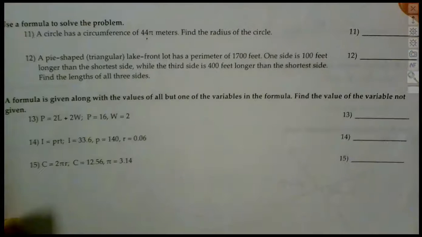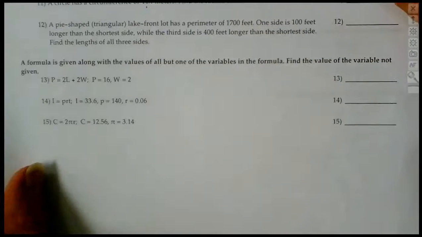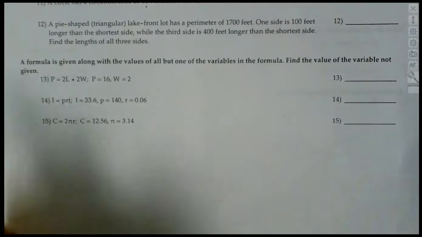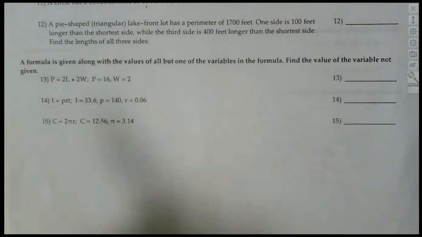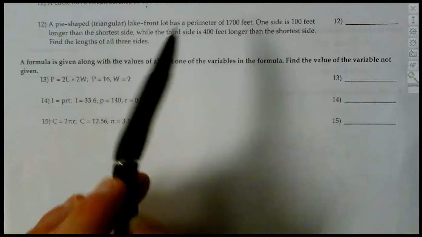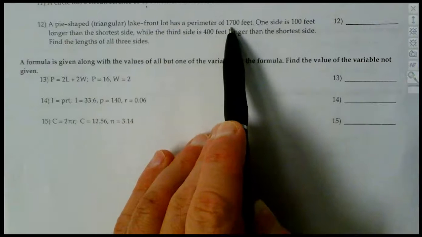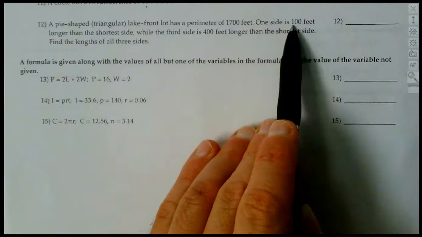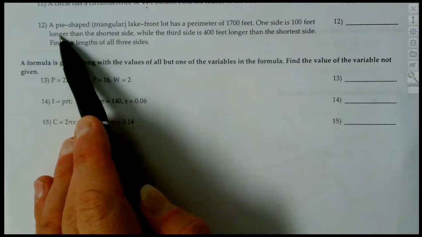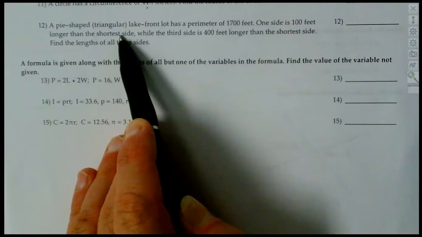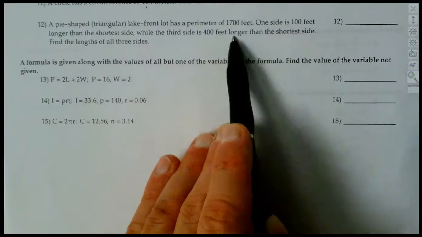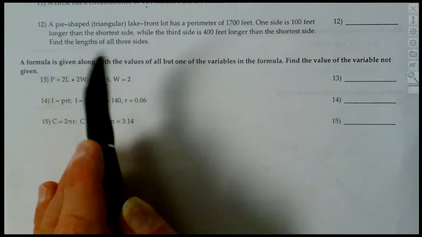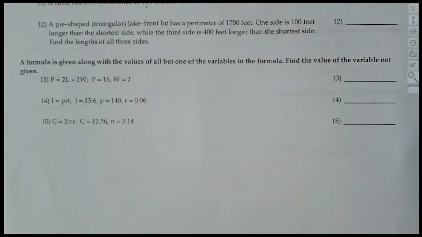Now we're going to move on, and we're going to look at question 12. A pie-shaped triangular lakefront lot has a perimeter of 1,700 feet. One side is 100 feet longer than the shortest side, while the third side is 400 feet longer than the shortest side. Find the lengths of all three sides.